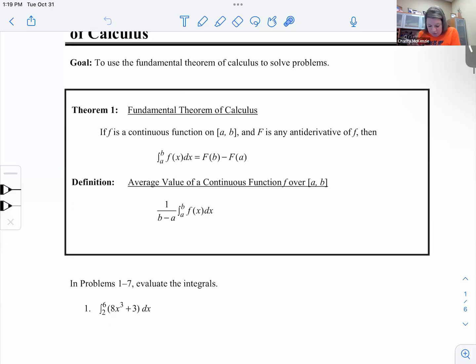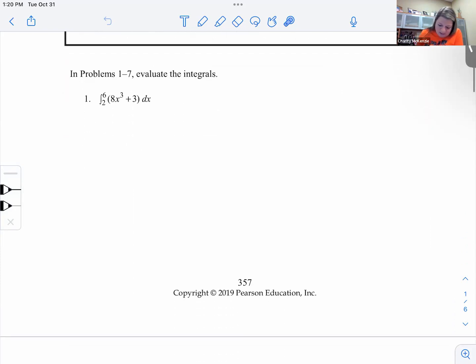All right, so you have two different ideas. The main idea would be right here. So let's do a problem. Problem 1 says we're going from 2 to 6 of this function dx.